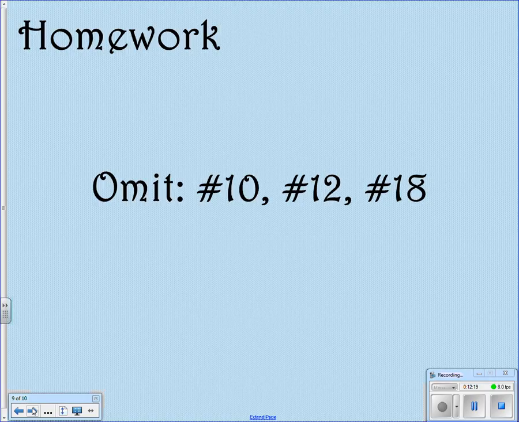On your homework, you do get to omit number 10, 12, and 18. So make sure to do that tonight so that tomorrow we can go over any questions that you have.